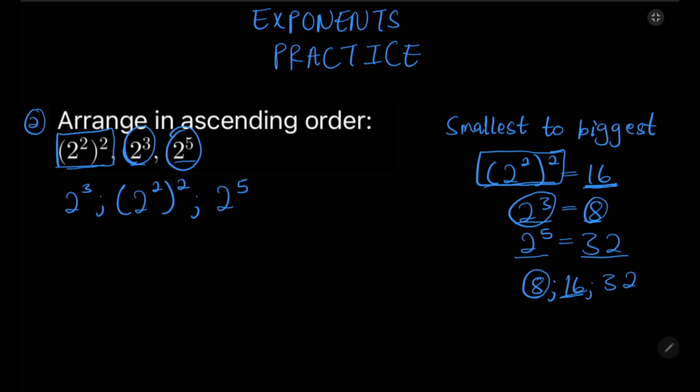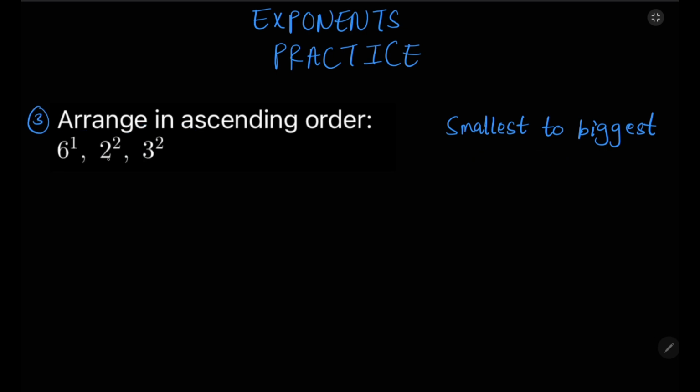Now let's do another example. Let's try 6 to the power 1, 2 to the power 2, and 3 to the power 2. Let's arrange this in ascending order, meaning smallest to biggest. Let's find the value of 6 to the power 1. 6 to the power 1 is 6. We have 2 to the power 2. 2 to the power 2 is 4. And we're left with 3 to the power 2. 3 to the power 2 is 9. So which one is smaller? 4. We start with 4. Then we have 6. Then we have 9.